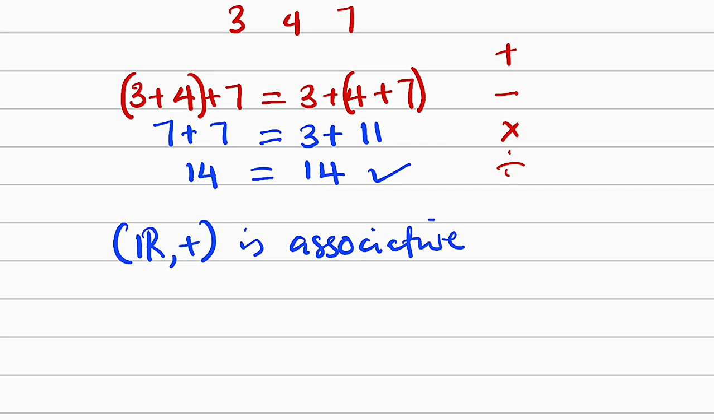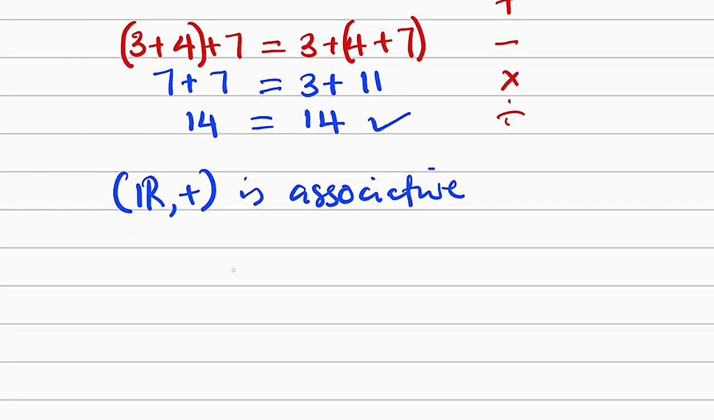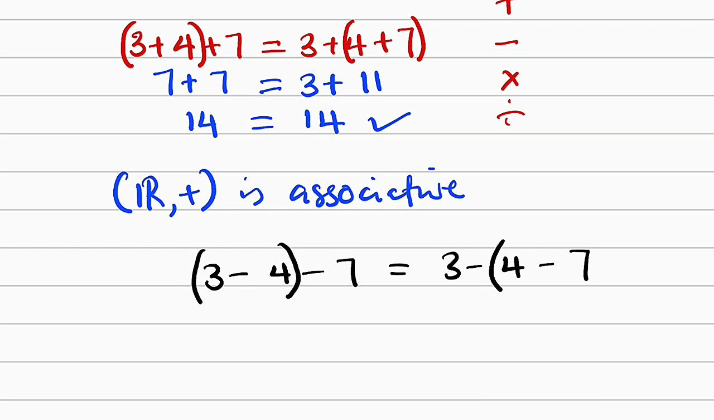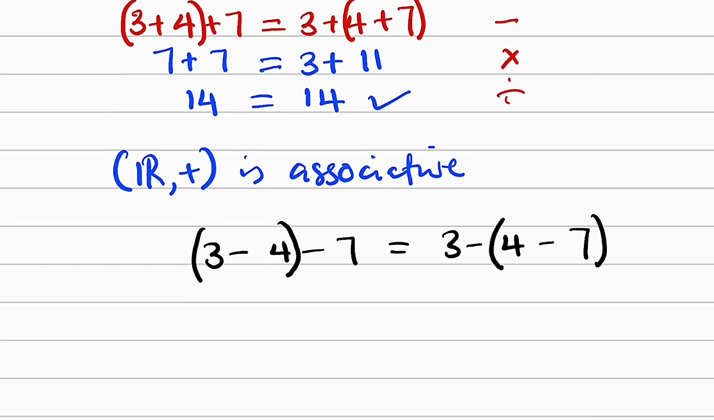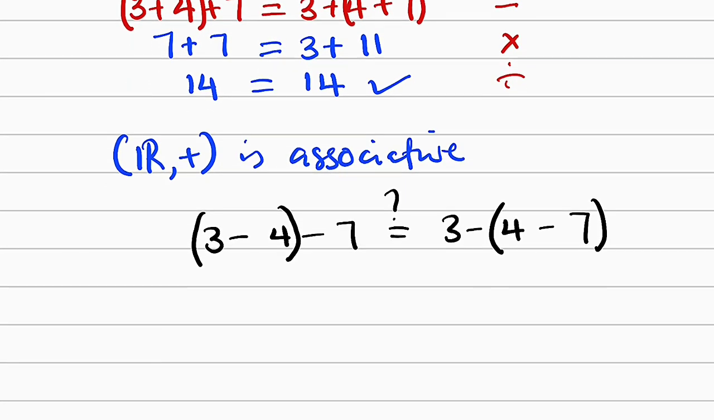Now let us test for subtraction using the same numbers. I told you this is applicable for all, so we can stick to these three numbers. Now we have (3 minus 4) minus 7. Is this the same thing as 3 minus (4 minus 7)? Group the first two and group the last two. Let's see whether we're going to get the same thing. So we should have a question mark here because we're asking, is this true?